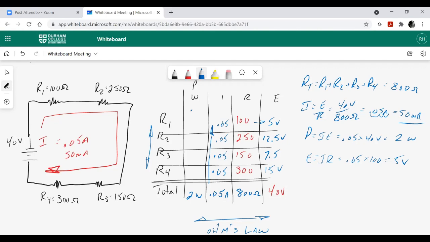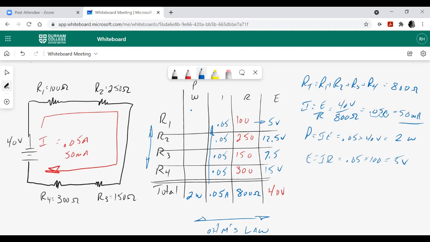So we made a bunch of predictions, right? My voltage drop at R4 at 300 ohms was going to be 3 times what it was at R1. Is it? Yes, it is. 15 versus 5 at R1, so 3 times higher. And then my voltage drop at R4 was going to be 2 times higher than it was at R3 because the resistance is twice as high. So R3, twice of 7.5, is 15.